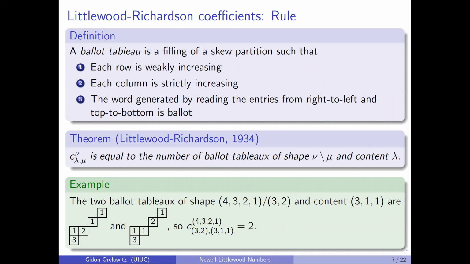And this counts the number of Littlewood-Richardson coefficients. So for example, if we look at the shape (4, 3, 2, 1) skewed out by (3, 2), and we fill it with three 1s, a 2, and a 3, then we see that there are exactly 2 ballot tableaux with those properties, because 1, 1, 2, 1, 3 is ballot, and similarly 1, 2, 1, 1, 3 is ballot. Therefore the corresponding Littlewood-Richardson coefficient is going to be 2.